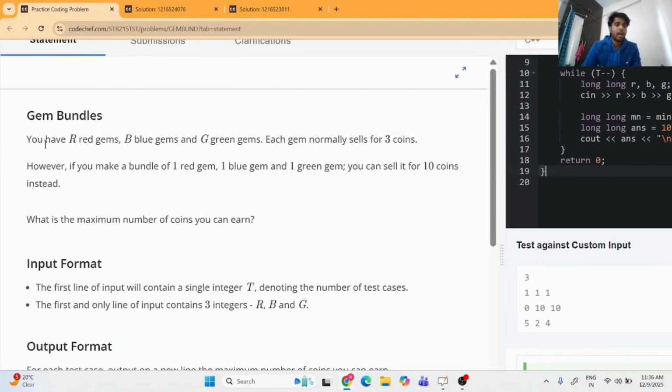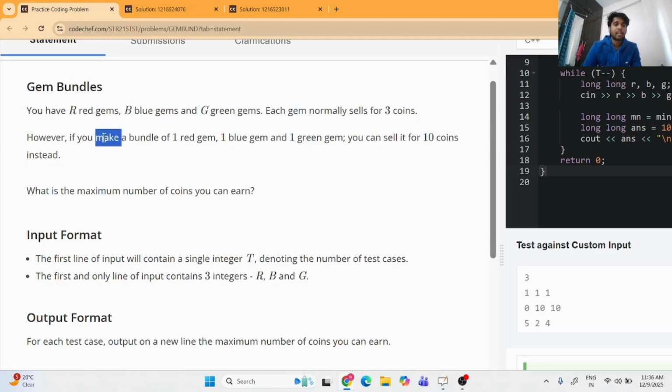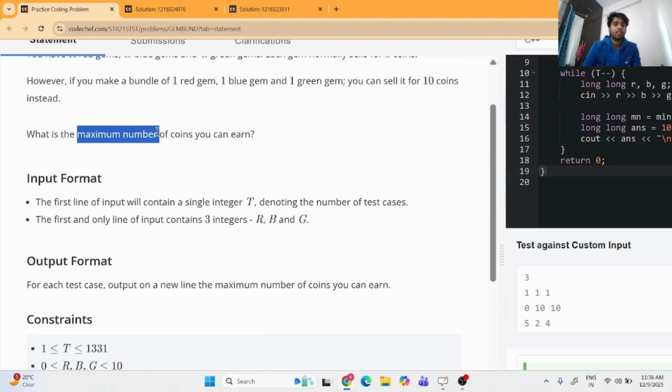So the problem says you have R red gems, B blue gems and G green gems. Each gem normally sells for 3 coins. However, if you make a bundle of 1 red gem, 1 blue gem and 1 green gem, you can sell it for 10 coins instead. What is the maximum number of coins you can earn?